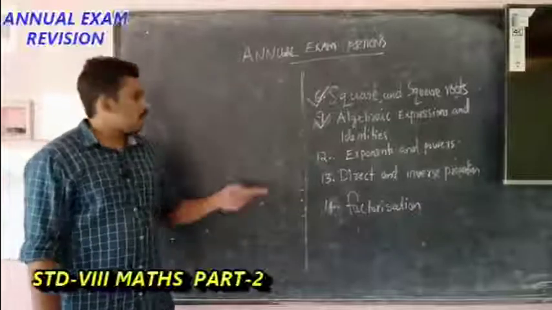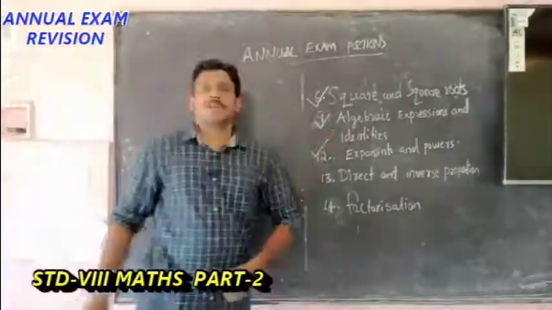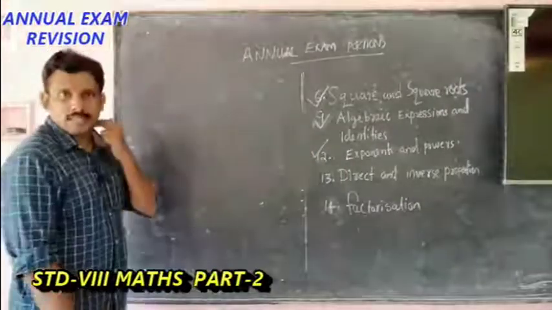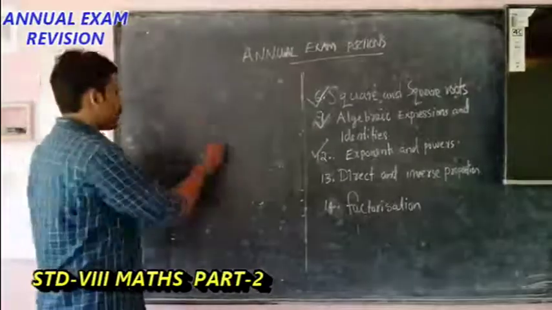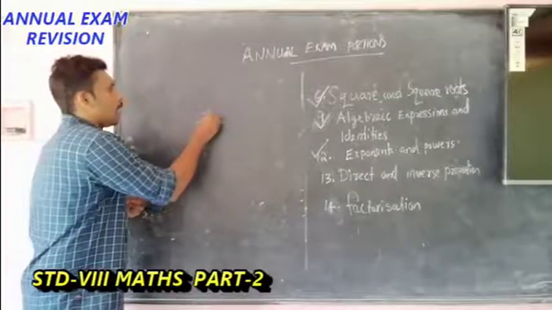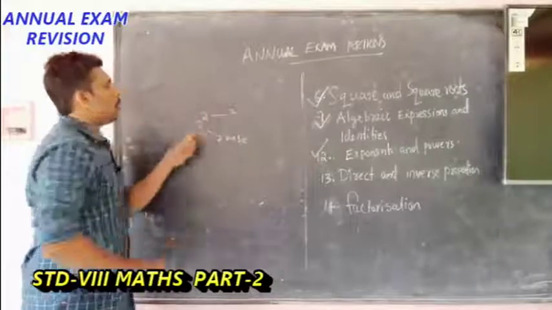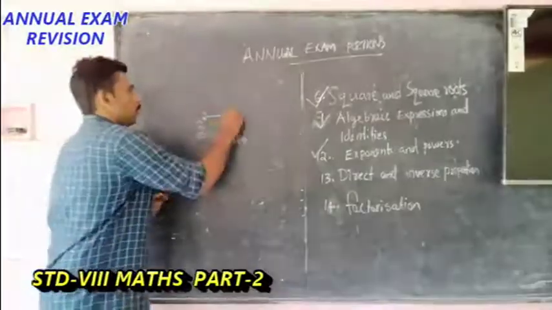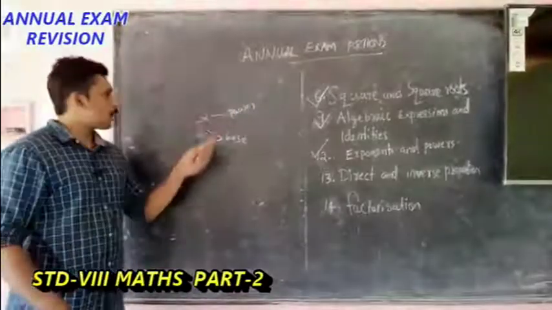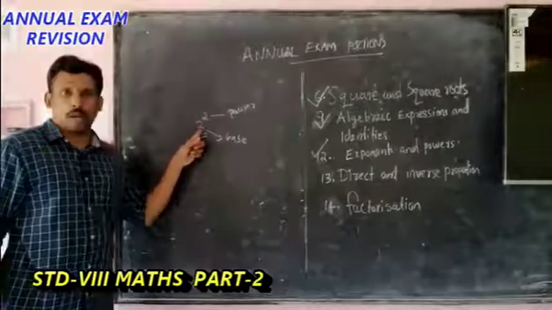Okay, next let us see lesson 12, exponents and powers. What have we discussed in this lesson? In this lesson we have discussed negative powers. For example, 3 power 2: the base is 3 and the power, or exponent, is 2.